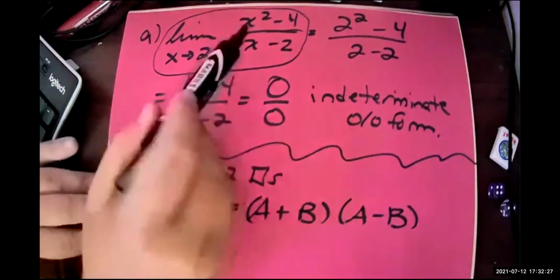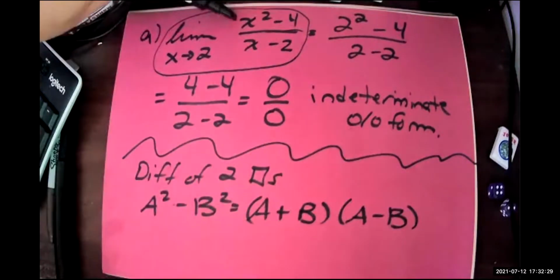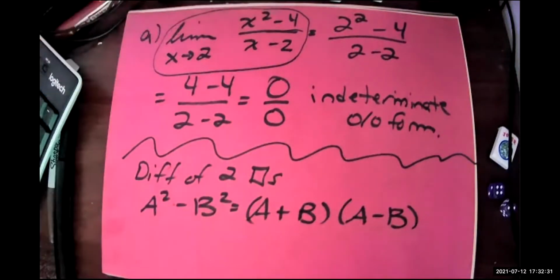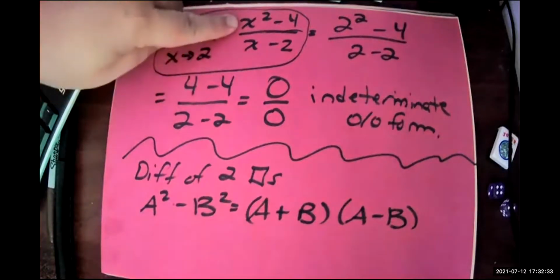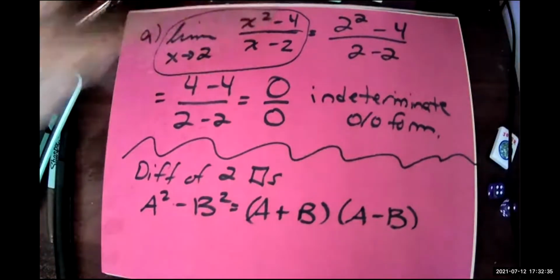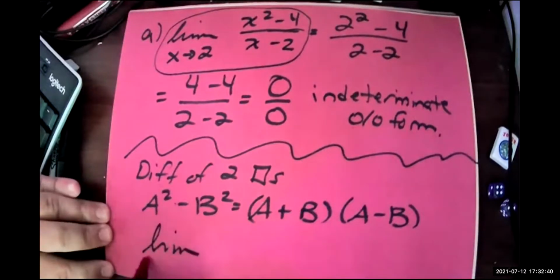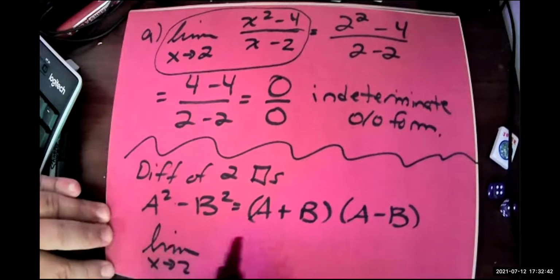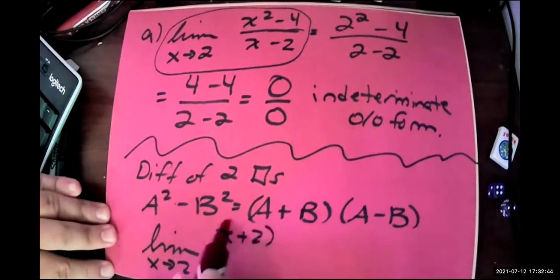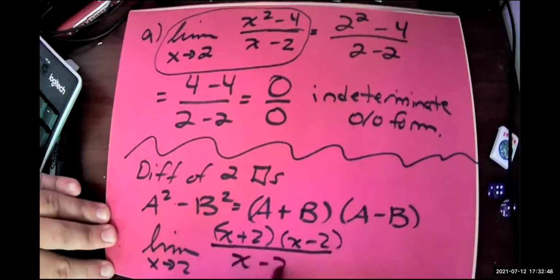That can be applied here because x squared is a perfect square and 4 is a perfect square. The root of x squared is x and the root of 4 is 2. So that makes this limit now look like this. It's now the limit as x approaches 2 of (x plus 2)(x minus 2), and the bottom is still x minus 2.